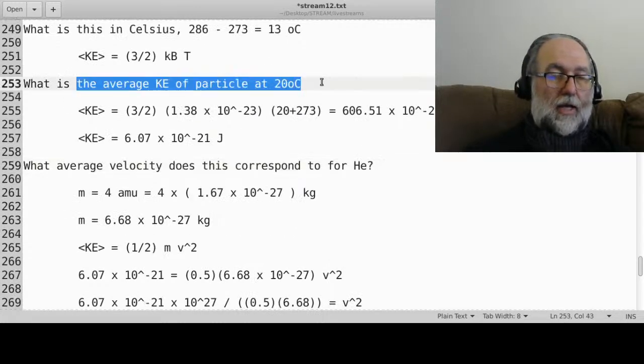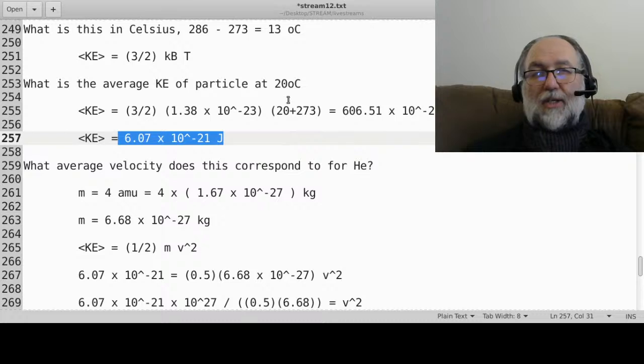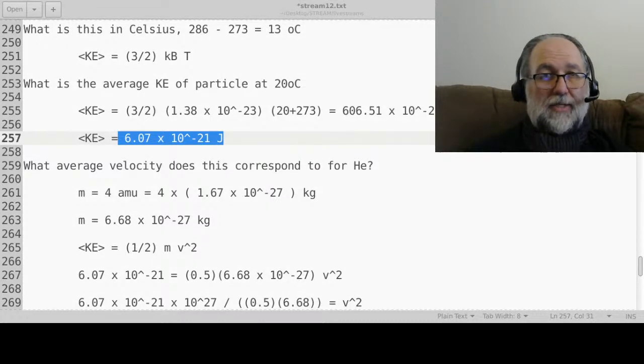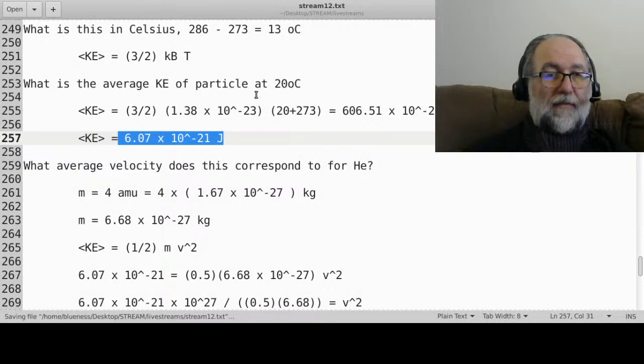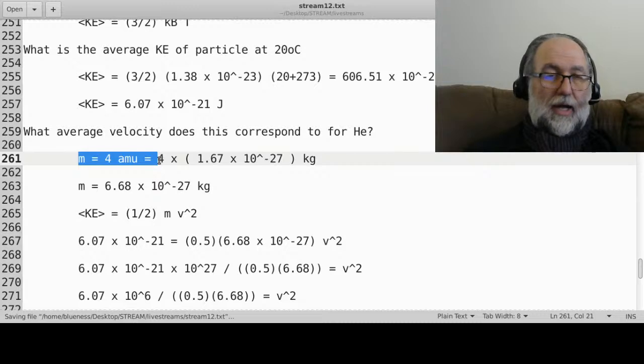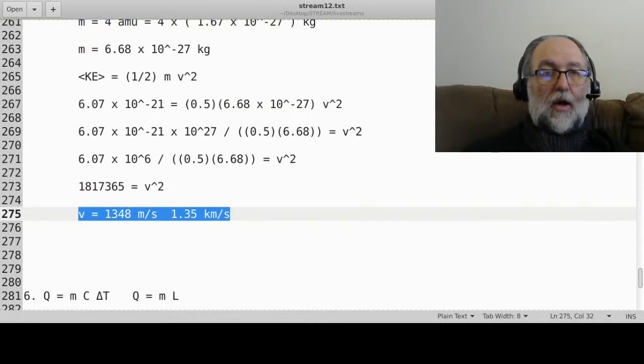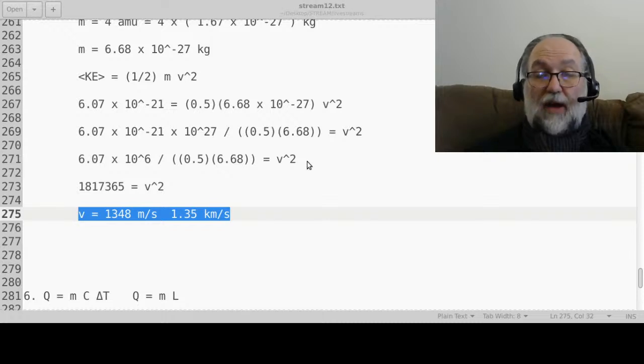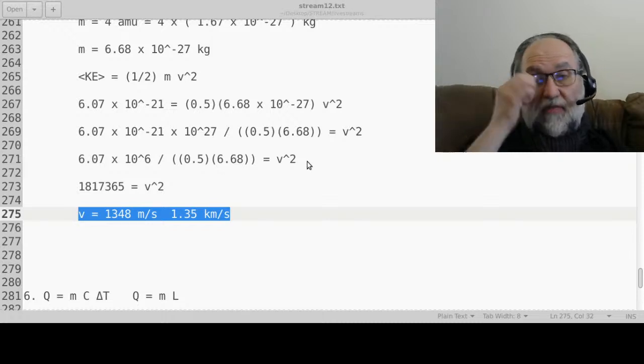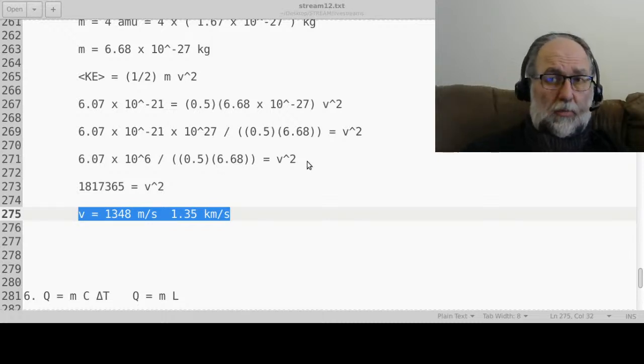So at 20 degrees Celsius, what is this all saying? This is how much kinetic energy a particle has. If that particle is helium with an atomic mass of 4 AMUs, then that would correspond to a velocity of 1.35 kilometers per second. That seems pretty fast, but that's because helium is really small. In 1 second, at 20 degrees Celsius, a helium atom will travel over a kilometer. So that's pretty fast.